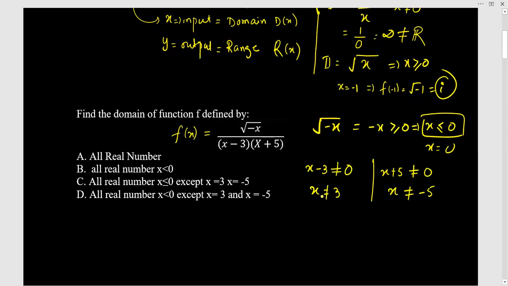Okay, so if you put x equal to 3, 3 minus 3, overall this will become 0, so this function cannot be a real number. It will become infinite. So we have to avoid x equal to 3 over there. And similarly, x is not equal to minus 5. We could not put that value over there. So which option is satisfying? C is satisfying. This option says that x can be less than or equal to 0 except x equal to 3 and x equal to minus 5. I hope you understood this concept.